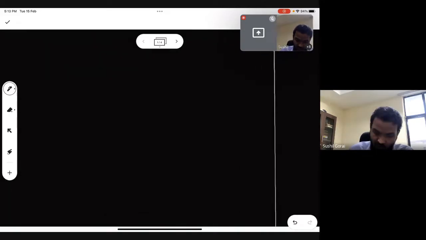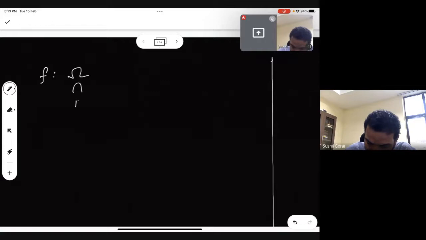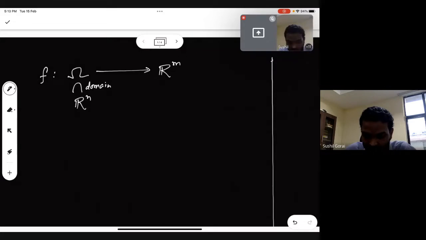All right. So the question I asked is the following. In analysis 3 course, you have seen a function, let's say, from a domain omega in Rn to, let's say, Rm, a differentiable function.